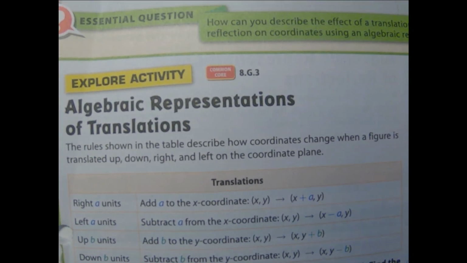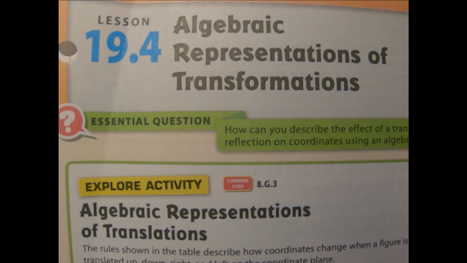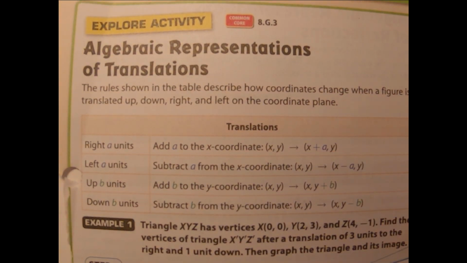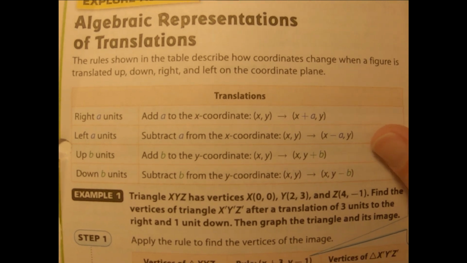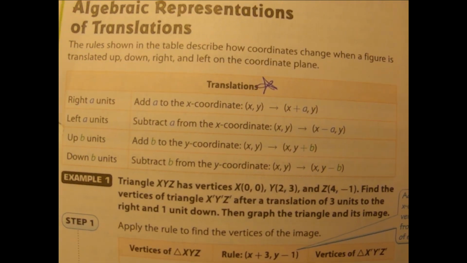All right, we're going to go ahead and work on lesson 19.4, algebraic representations of transformations. We're just going to be putting into play everything that you learned about translations and rotations and reflections, but we're going to do it algebraically because there are ways to use the coordinates and different operations to help us represent transformations.